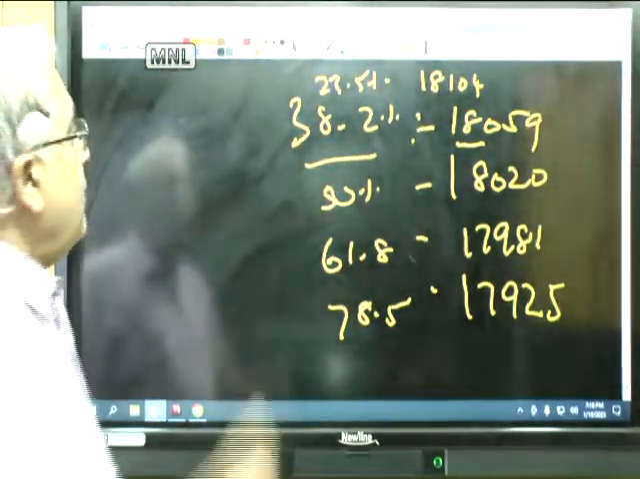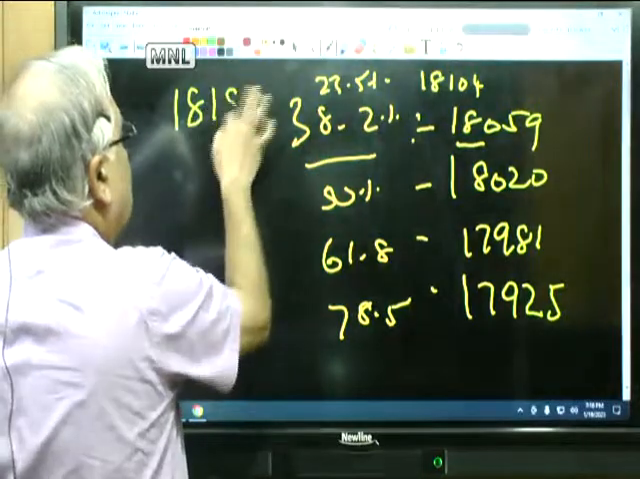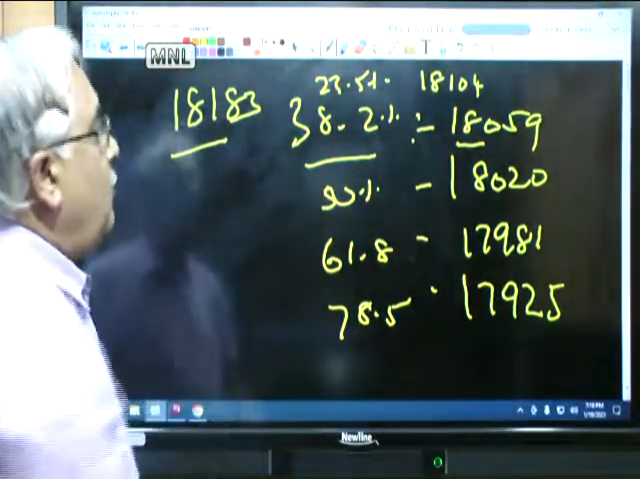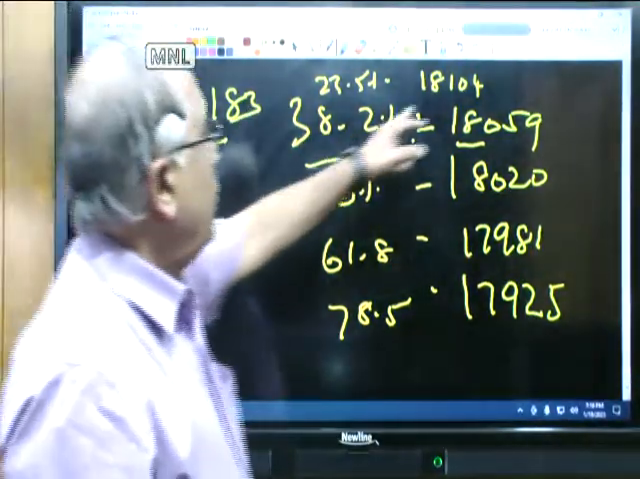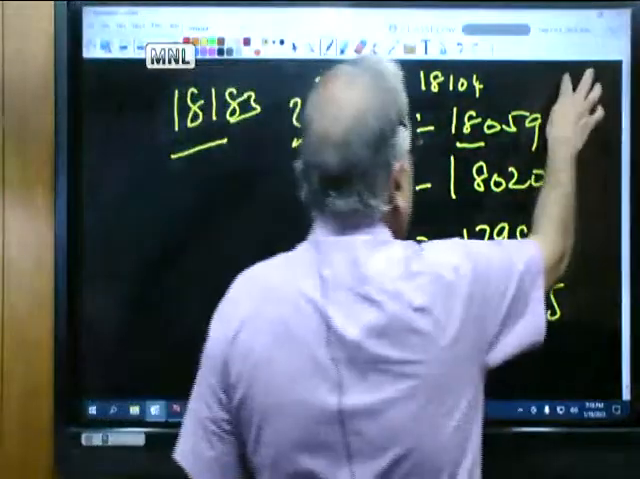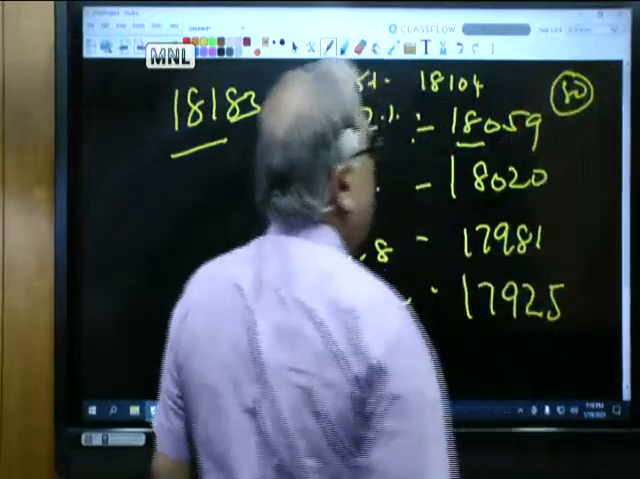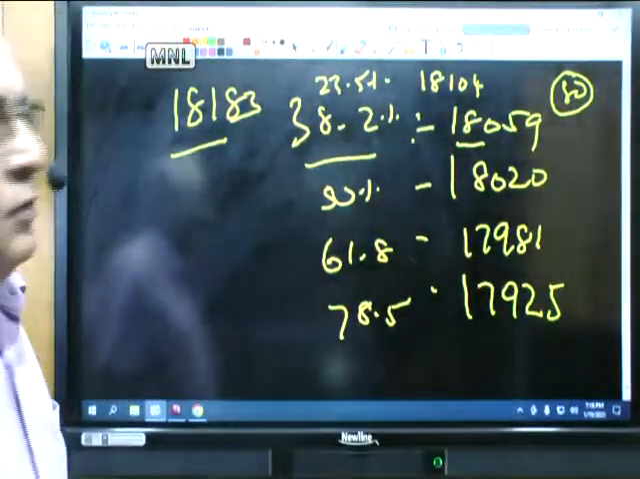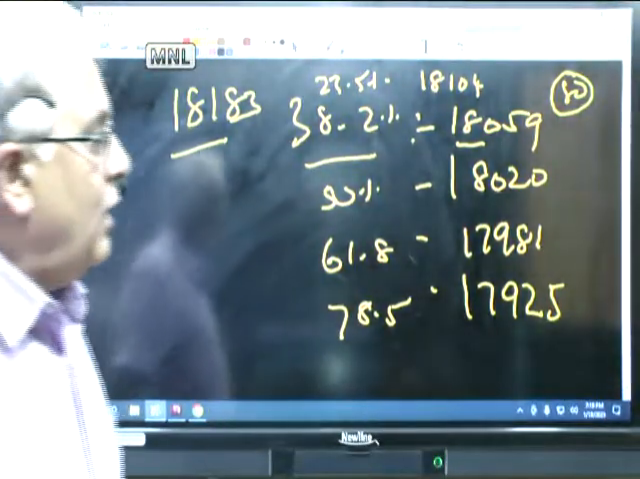Right. So the peak was 18,183. What is the difference between the peak and the 23.5 retracement? It's approximately 79 or 80 points. Keep that in mind, please keep that in mind. We will use this later on.